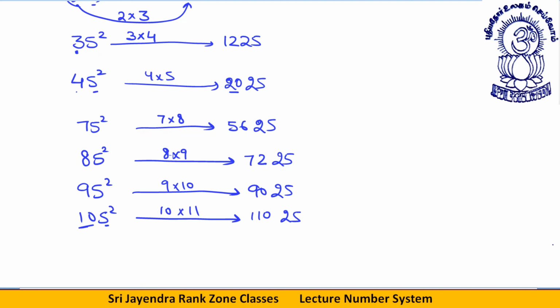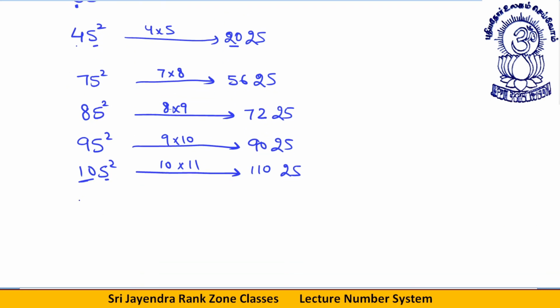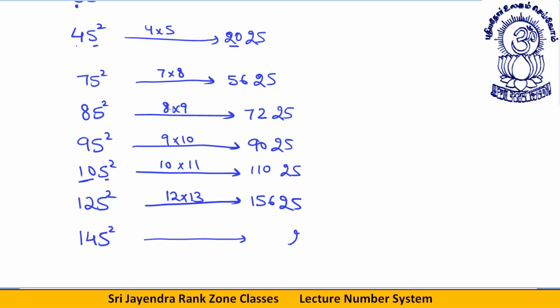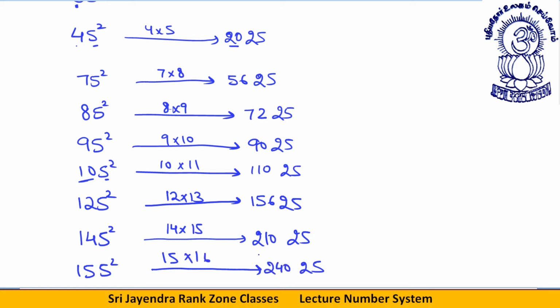Next thing, I need 125 square. What I will be doing is I'll write a 25. 12 multiplied by the next number, 12 into 13, is 156. I'll tell you how to do these things. 145 square. 25. 14 into 15 will give you 210. Similarly, 155 square. I'll come to this shortly, how I am doing this 3-digit multiplication also. 15 into 16 will give me 240. I will tell you all this very soon, okay?